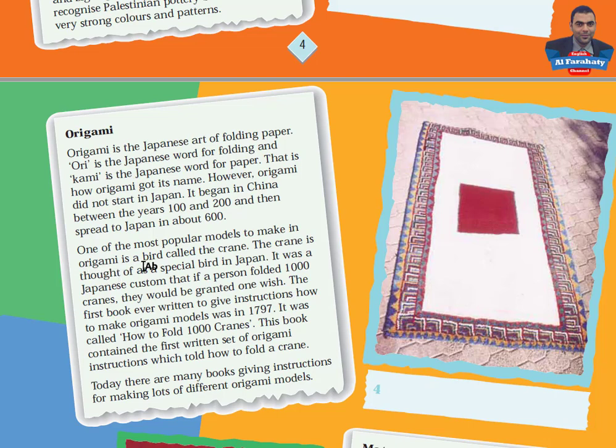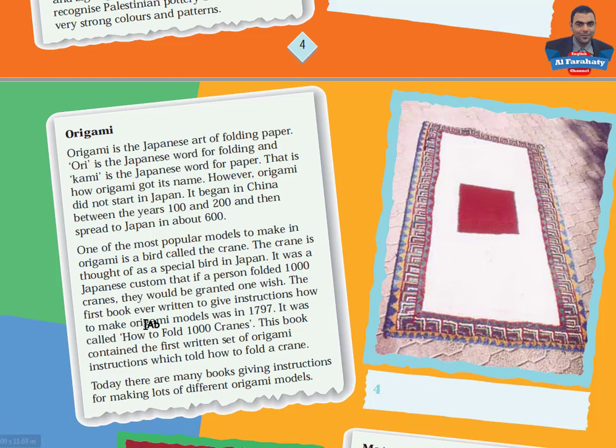One of the most popular models to make in origami is a bird called the crane. The crane is thought of as a special bird in Japan. It was a Japanese custom that if a person folded 1,000 cranes, they would be granted one wish.